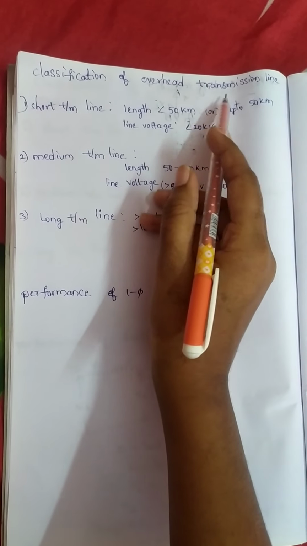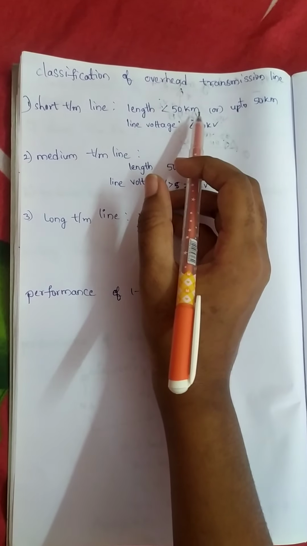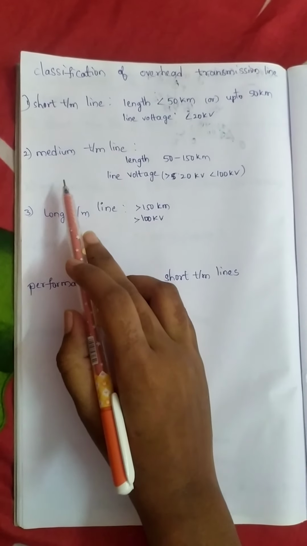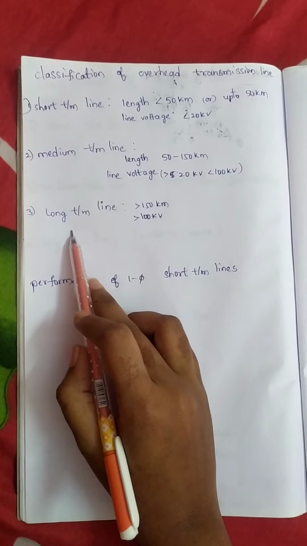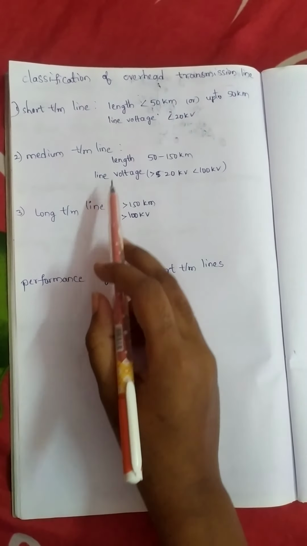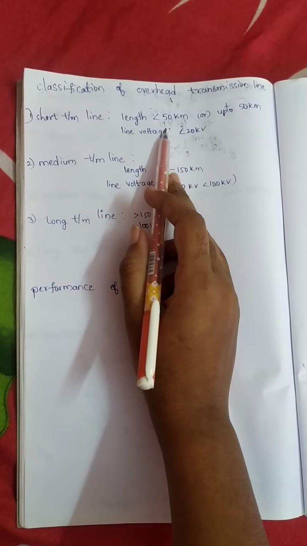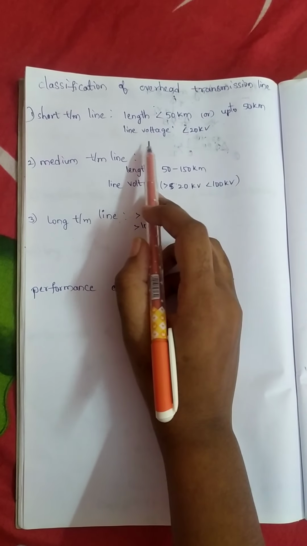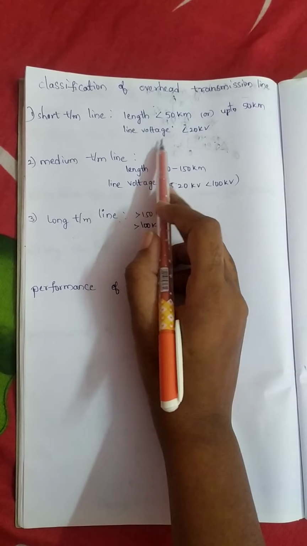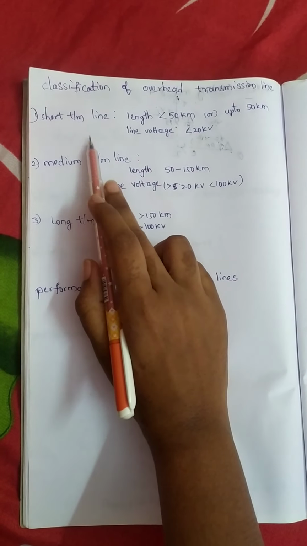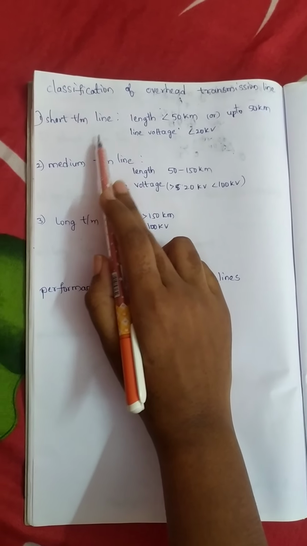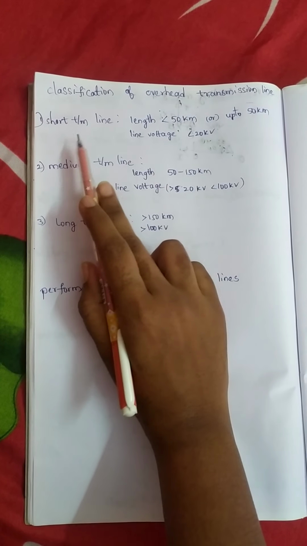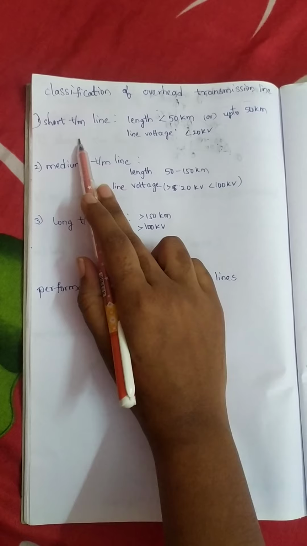Classification of overhead transmission lines. Overhead transmission lines are classified into three types: short transmission line, medium transmission line, and long transmission line. When the length of the line is less than 50 kilometers, or we can say up to 50 kilometers, and the line voltage is less than 20 kilovolts, then it is said to be a short transmission line. Due to small length and small voltage, the capacitance can be neglected in this type of line.